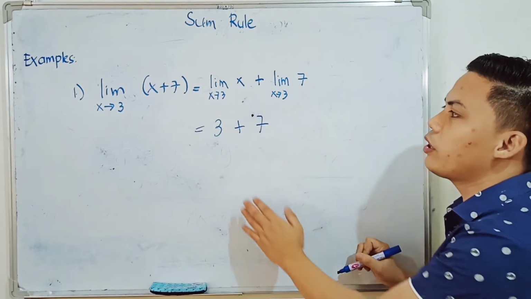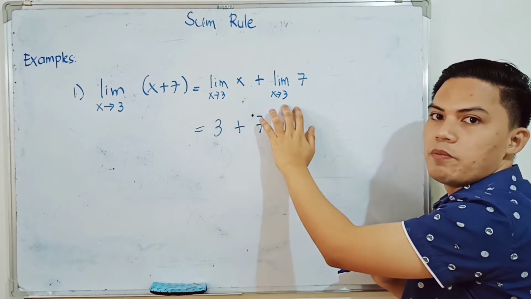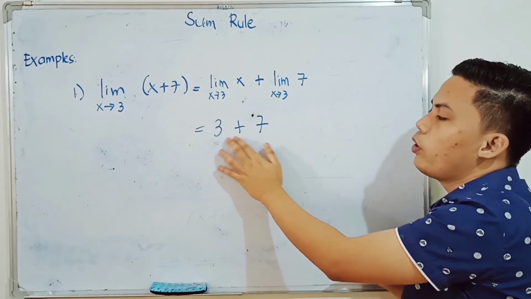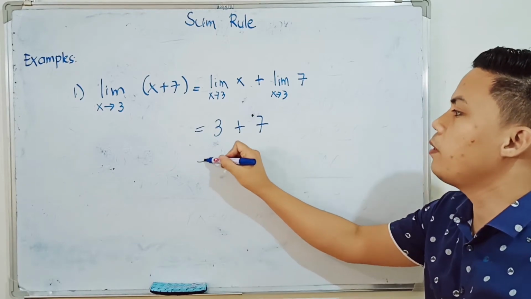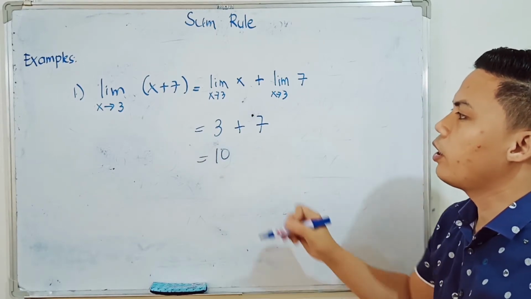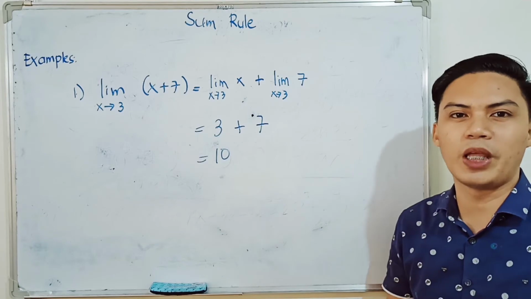So ngayon, nakuha na natin yung limits ng dalawang terms. So after that, we're going to combine them. So 3 plus 7 is equal to 10. Therefore, our answer is equal to 10.